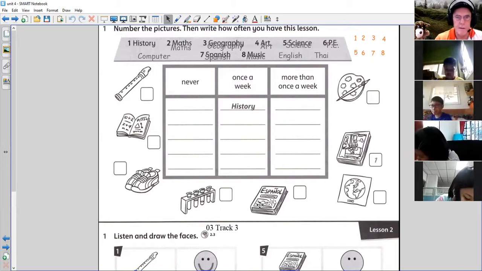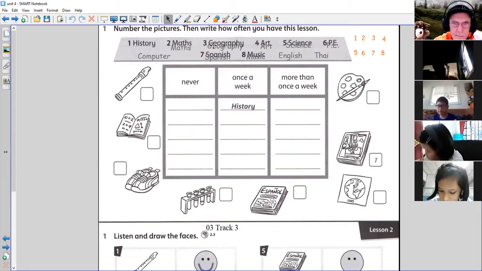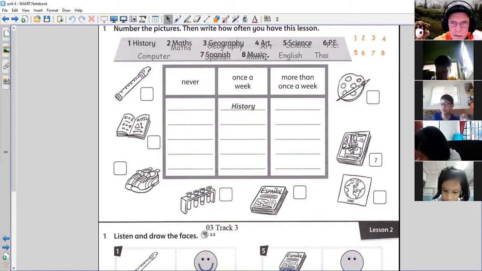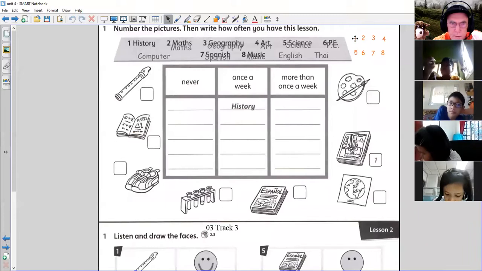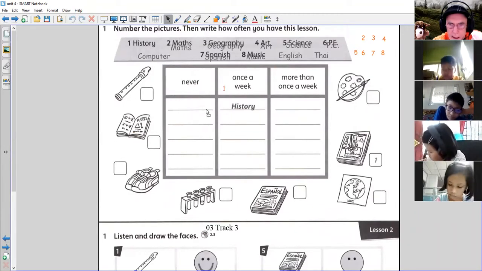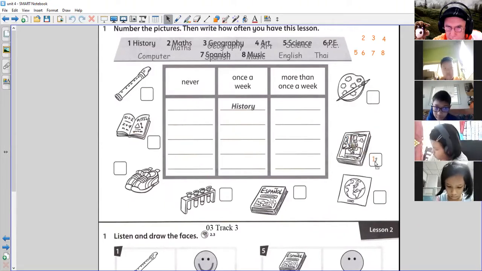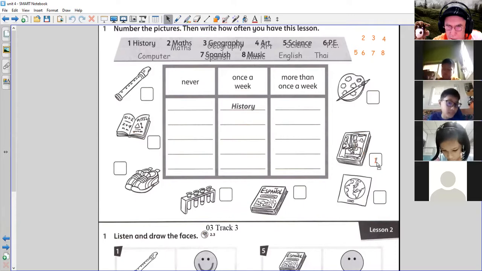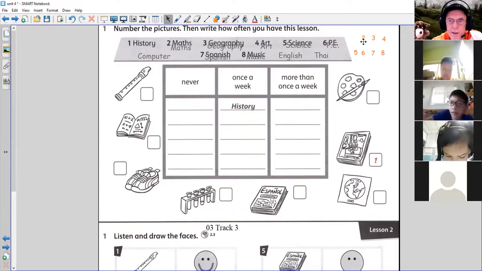Right, here we have the subjects, and numbers. So you can number the pictures, you can do that now. So number 1 is history, and history is this one here where you see a knight on a horse, like an old, from a long time ago. Okay, you can do this in your book.